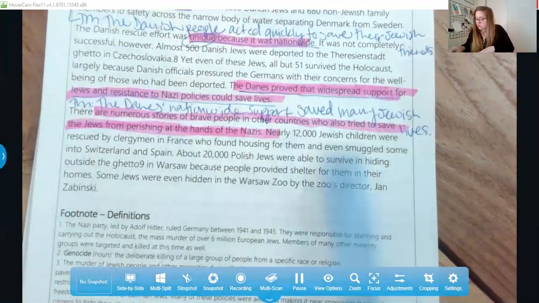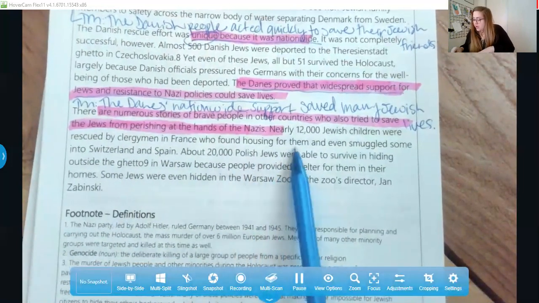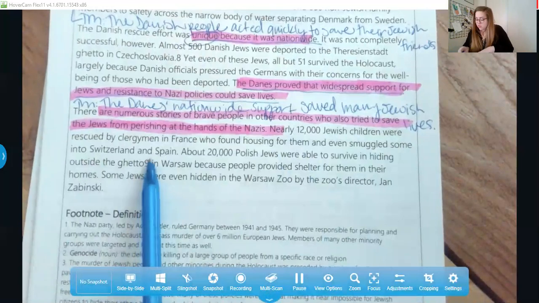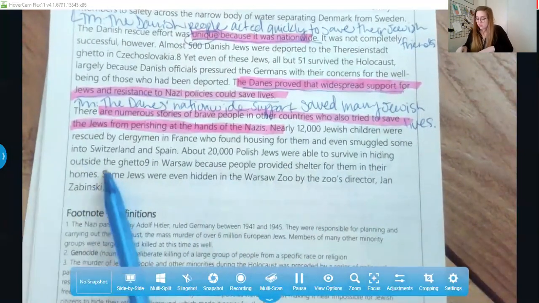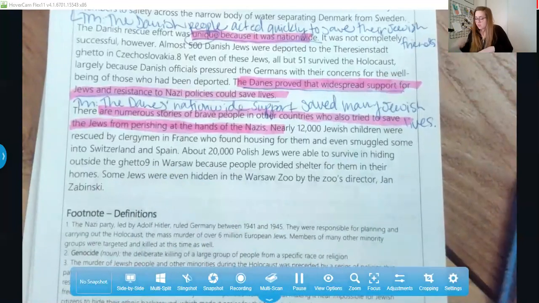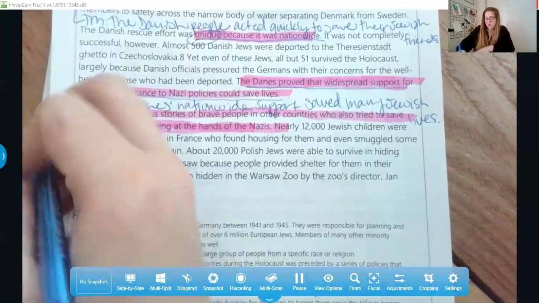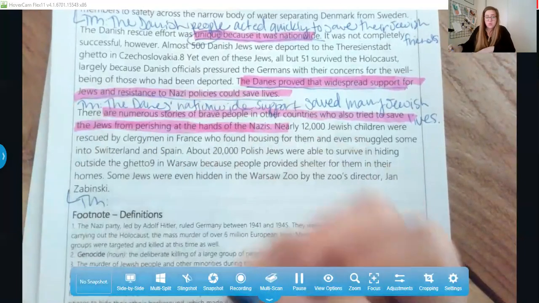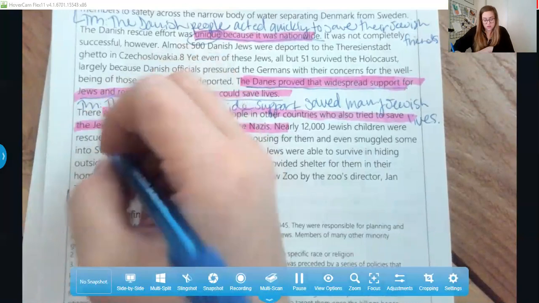Nearly 12,000 Jewish children were rescued by clergymen in France who found housing for them and even smuggled some into Switzerland and Spain. About 20,000 Polish Jews were able to survive in hiding outside the ghetto in Warsaw because people provided shelter for them in their homes. Some Jews were even hidden in the Warsaw Zoo by the zoo's director, Jan Zabinski. So the author's teaching me here that not only were the people in Denmark trying to save the Jewish people, but there were others around the world who also acted bravely to save Jewish citizens.